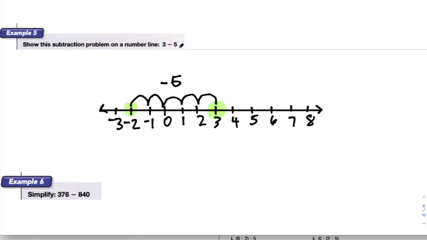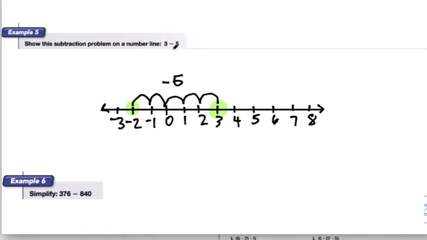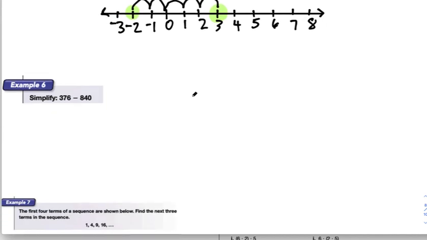So we can do these subtraction problems where the subtrahend is bigger than the minuend, where the first number is smaller than the second number. That's what I'm saying. All right, so 3 minus 5 is actually going to give us a negative 2 as an answer. Let's look at this one.